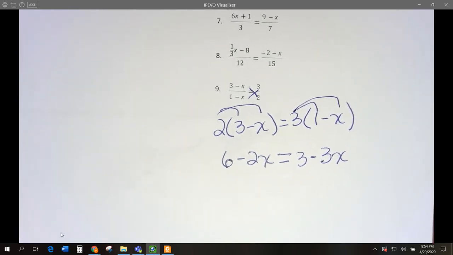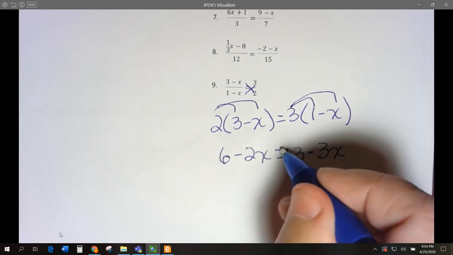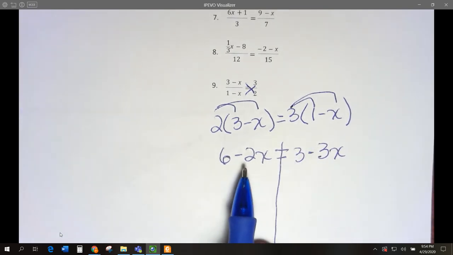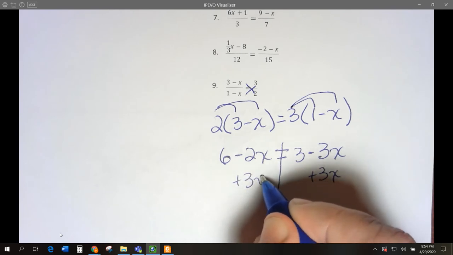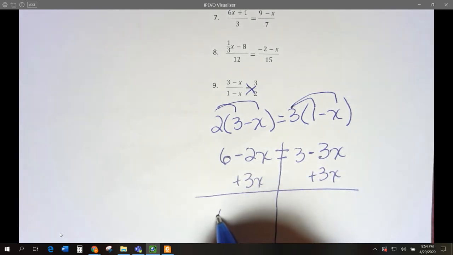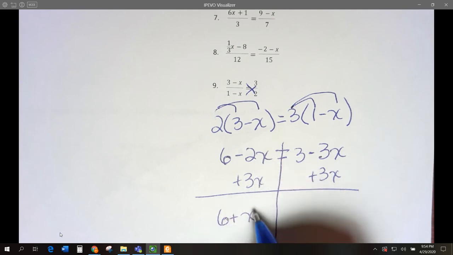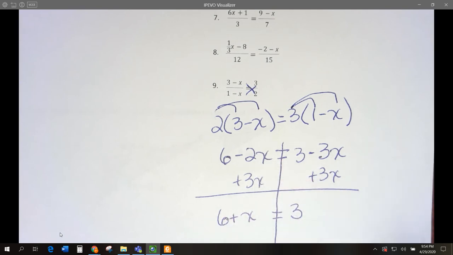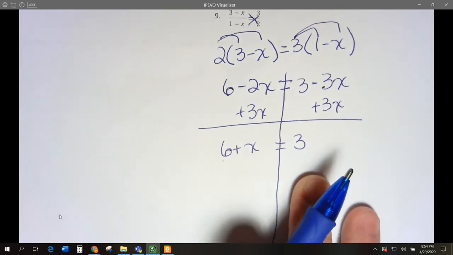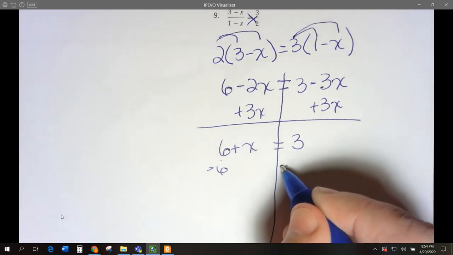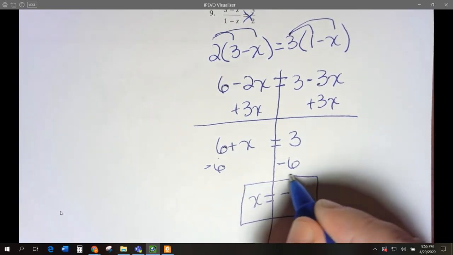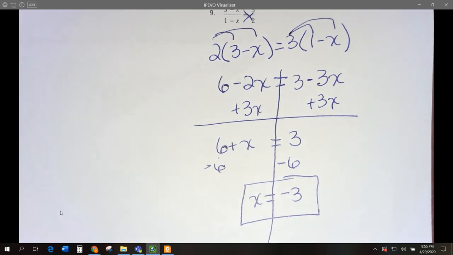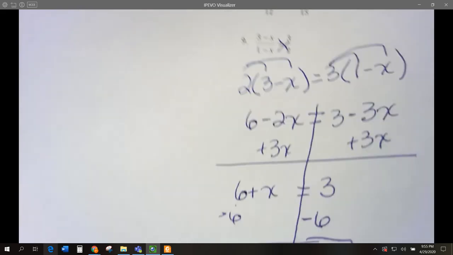You have to get variables on one side, so we get rid of the variable with the smallest coefficient. Negative 3 is smaller than negative 2. It's further down on the number line. So we're going to add 3x to both sides. We're going to end up with 6 plus x, because it's now a positive x, equals 3. Now we have to subtract 6 from both sides. So x is going to be a negative 3. And this is giving us a lot of practice with solving equations.